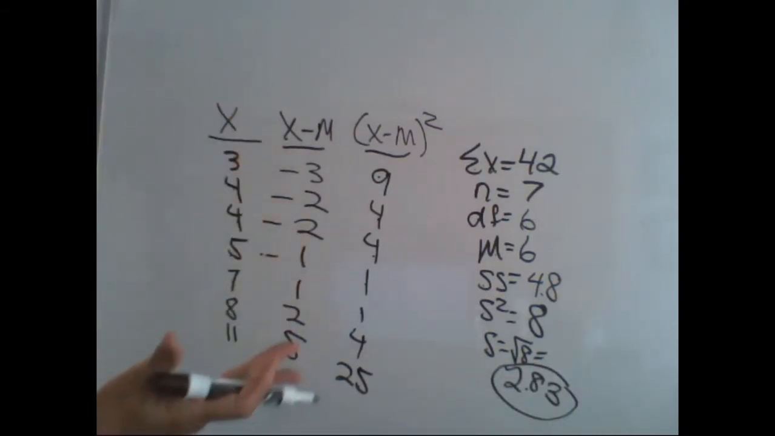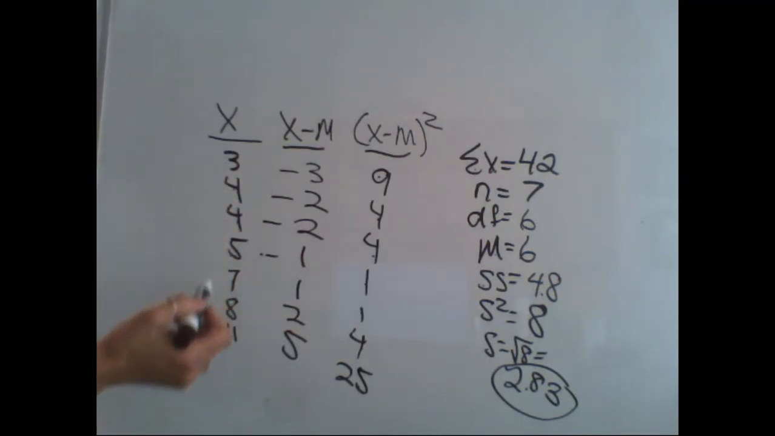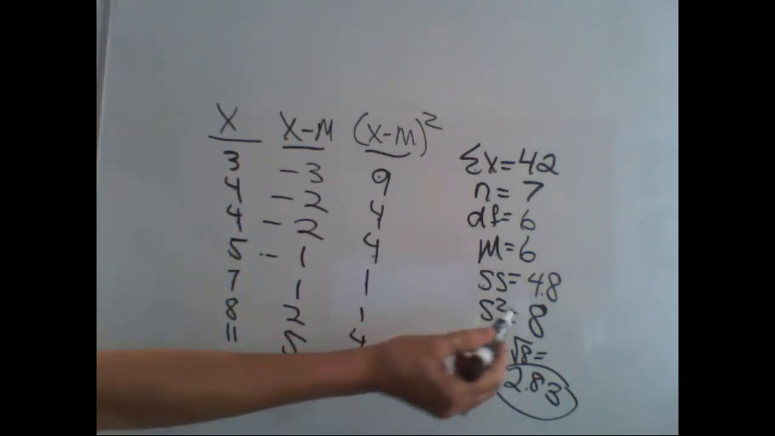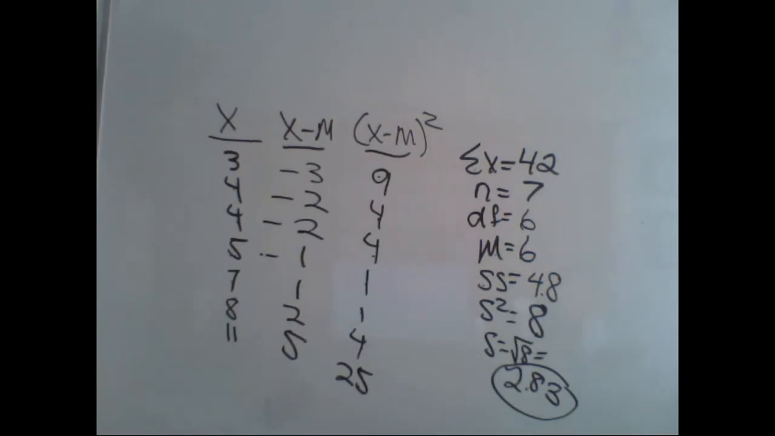So let's see how we can interpret this. On average, the scores here vary by 8 squared units, which we never like to talk that way. So we're going to say instead that on average, these scores vary from the mean by 2.83 units, or 2.83 points. All right, so these are the answers to this problem. All right, let's take a look at the next one.